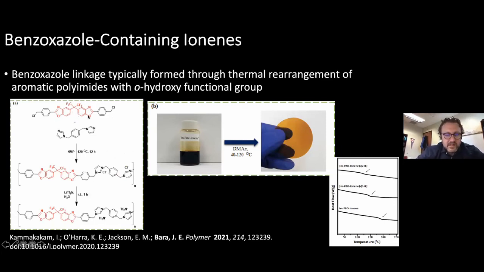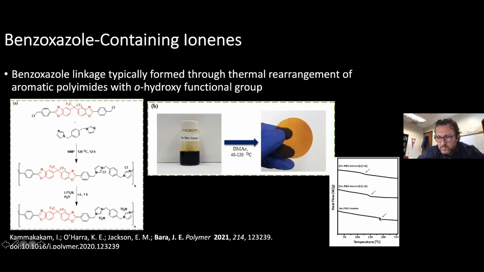And this, again, is straightforward chemistry, monomer AA, BB, we combine them stoichiometrically. And in this case, these made beautiful membranes quite easily from dimethylacetamide solvent casting. And so that was quite nice.